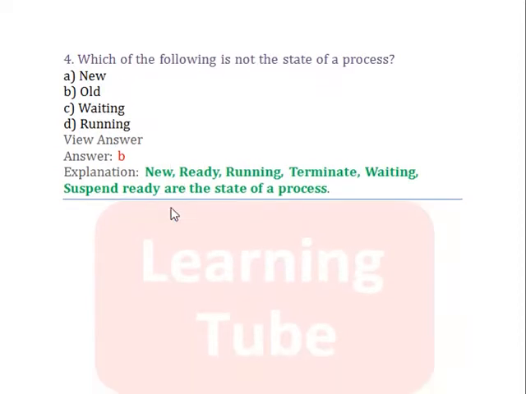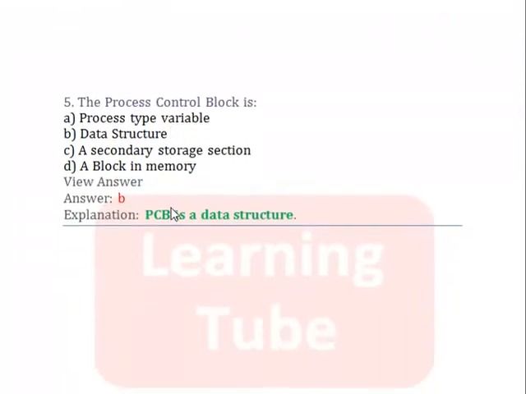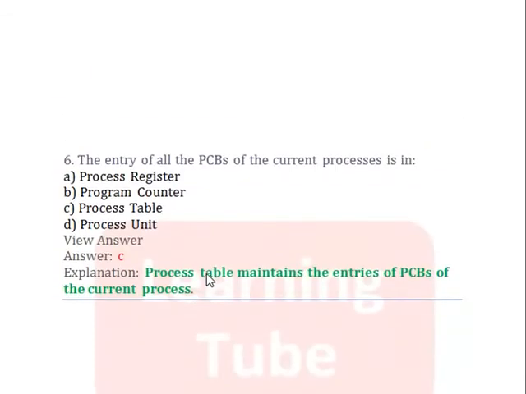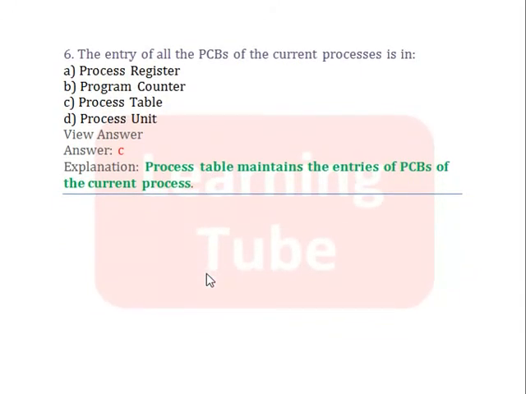Now we will move on to the next question. Question number 5. The process control block is, as we defined initially, a data structure. So option B is correct, data structure. PCB is a data structure. Now the sixth question. The sixth question is: the entry of all the PCBs of current processes is in option A, process register, no. Option B, program counter, no. Option C, process table. As we know, the process table stores the entries of all the PCBs of the current processes. So option C is correct, process table.